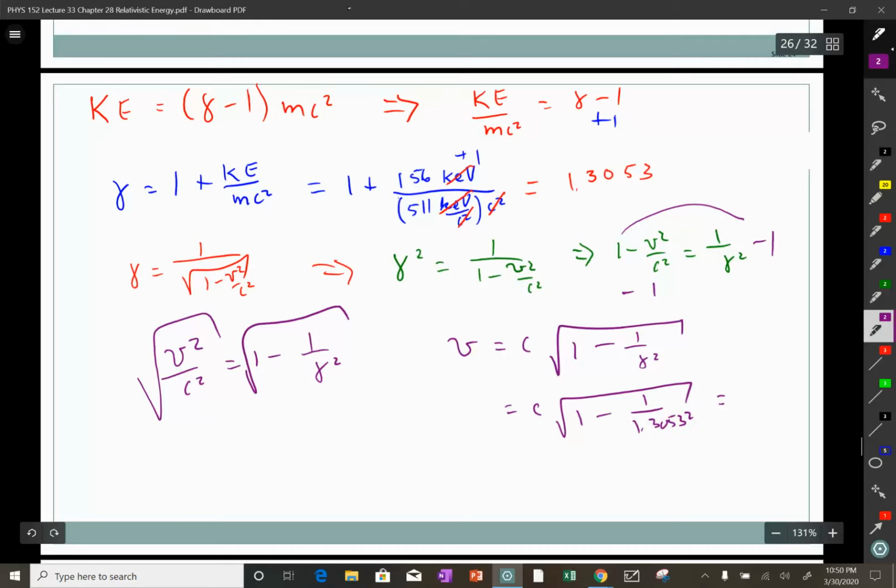And so if we do that calculation, we have 0.643 c. So that electron's whistling out of there, right? 64% the speed of light. That's everyday life when you get to particle physics. Relativity is very important in particle physics because you have these kind of crazy speeds involved.